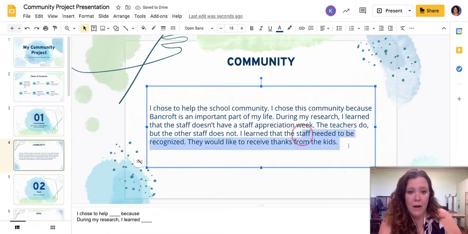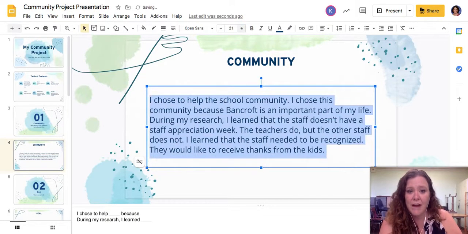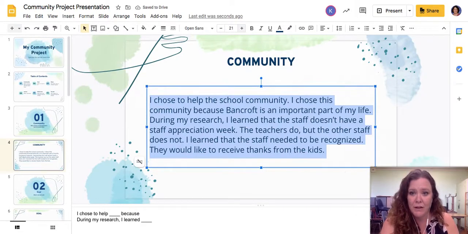So now I've got my answer. And if I would like those words to be a little bigger, I can highlight them all, and then I can increase the font size. Makes it a little bit easier to read during my presentation.